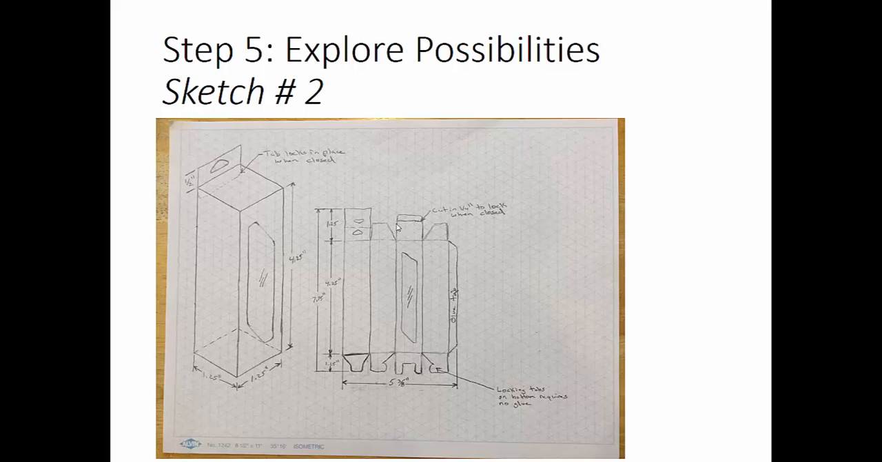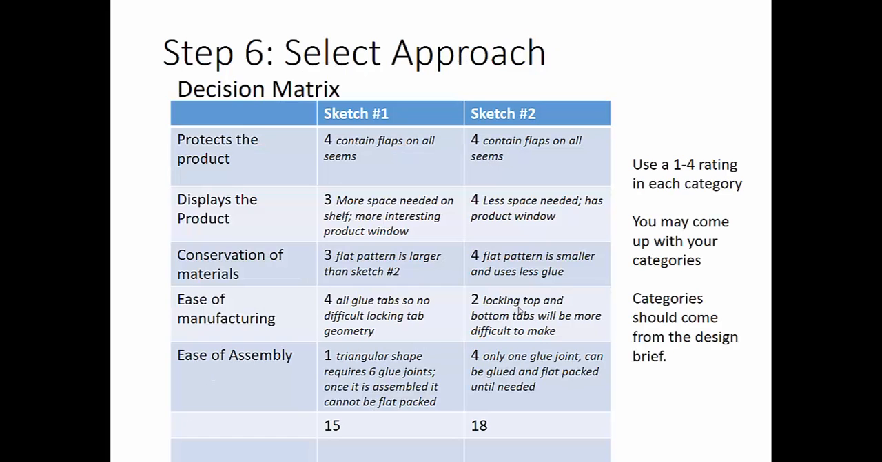This one is going to be a little trickier. I'm trying to pull off a locking tab in the top and locking tabs in the bottom here. This will be easier on paper. Once you try to move to cardboard, that's going to be a little bit more complex. So I rated that one a little bit lower. I only gave that a 2 in ease of manufacturing because I know I'm going to have some more problems with that, but I gave the triangular one a 4.